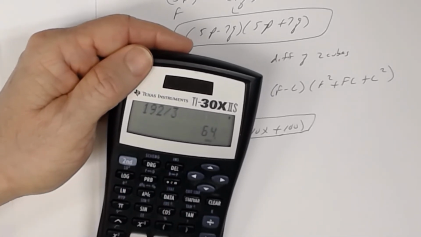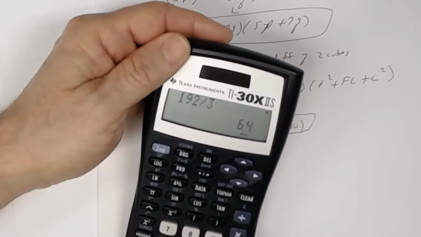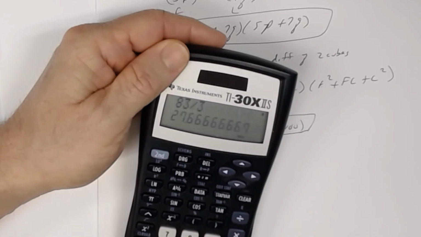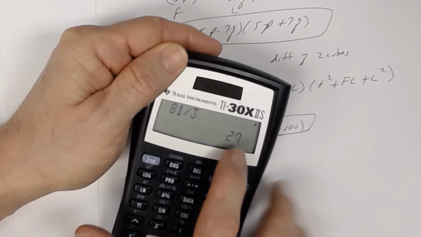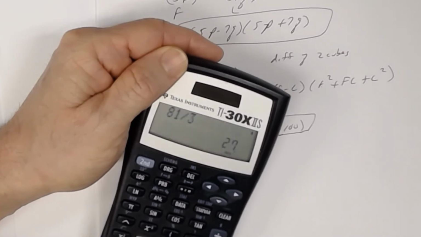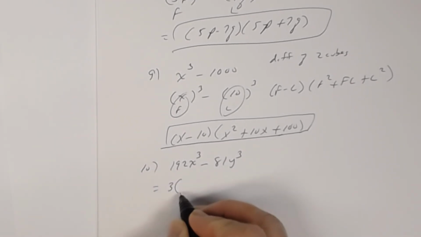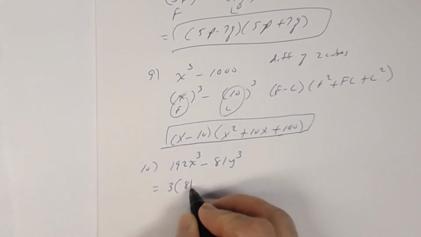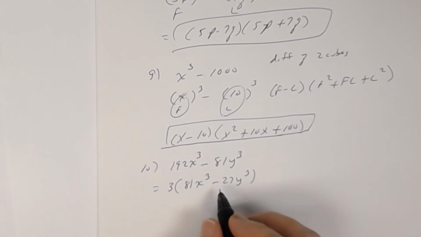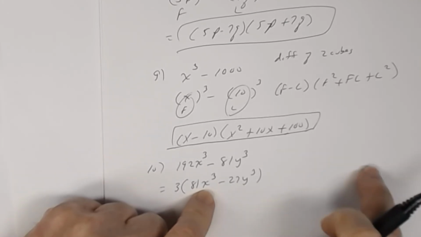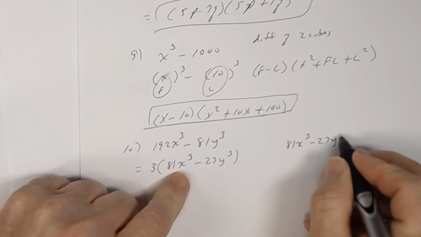And 64 is a perfect cube, isn't it? 4 times 4 times 4. So 81 divided by 3 gives us 27, and 27 is a perfect cube, 3 times 3 times 3. So the GCF here is going to be 3. So I'm going to factor out a 3. So I get 3 times (64x cubed minus 27y cubed). And then all you do is take this part here, go off to the side, and work it out.